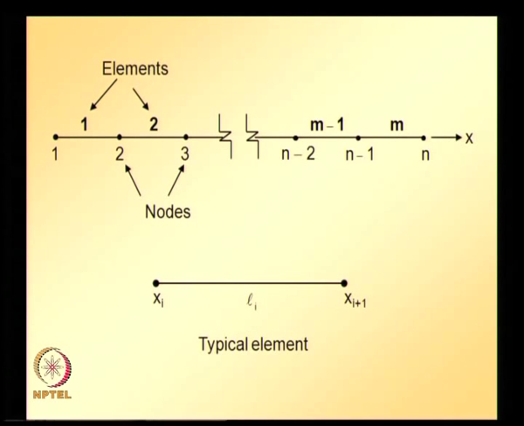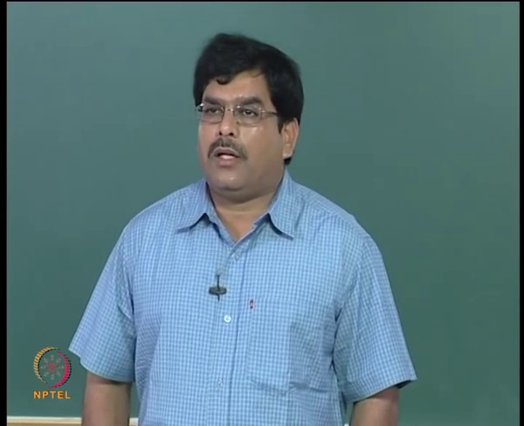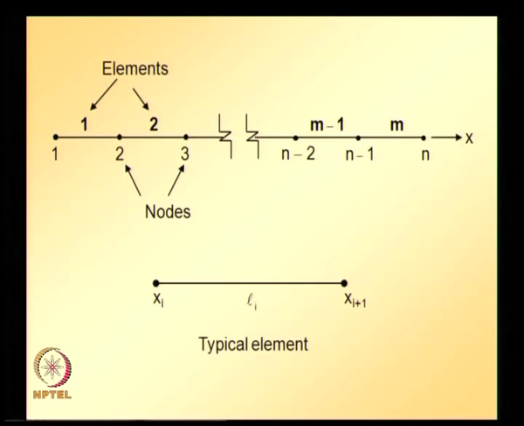Now if you take a typical element, please note that each of these elements can have different lengths. There is no restriction that all the elements should be of the same length. A typical element looks like what is shown in the second figure. A typical element is connecting node i with i plus 1. The x coordinate of the ith node is x i, the x coordinate of the i plus 1th node is x i plus 1. The length of this element is L i.